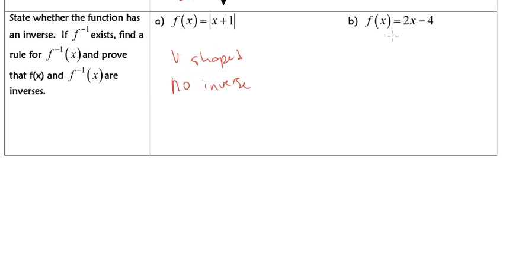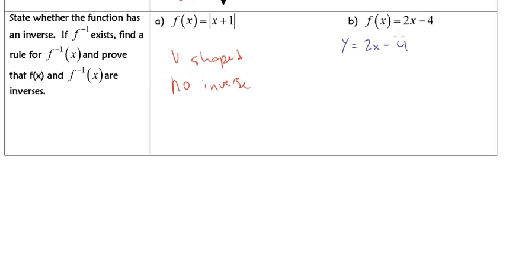Now B over here says f of x equals 2x minus 4, and if we think of that, that's a line, a straight linear function. And so this one will have an inverse, and so let's go ahead and find out what it is. We've got to find the rule for it and then prove that it exists. So first off, think of this as y equals 2x minus 4.